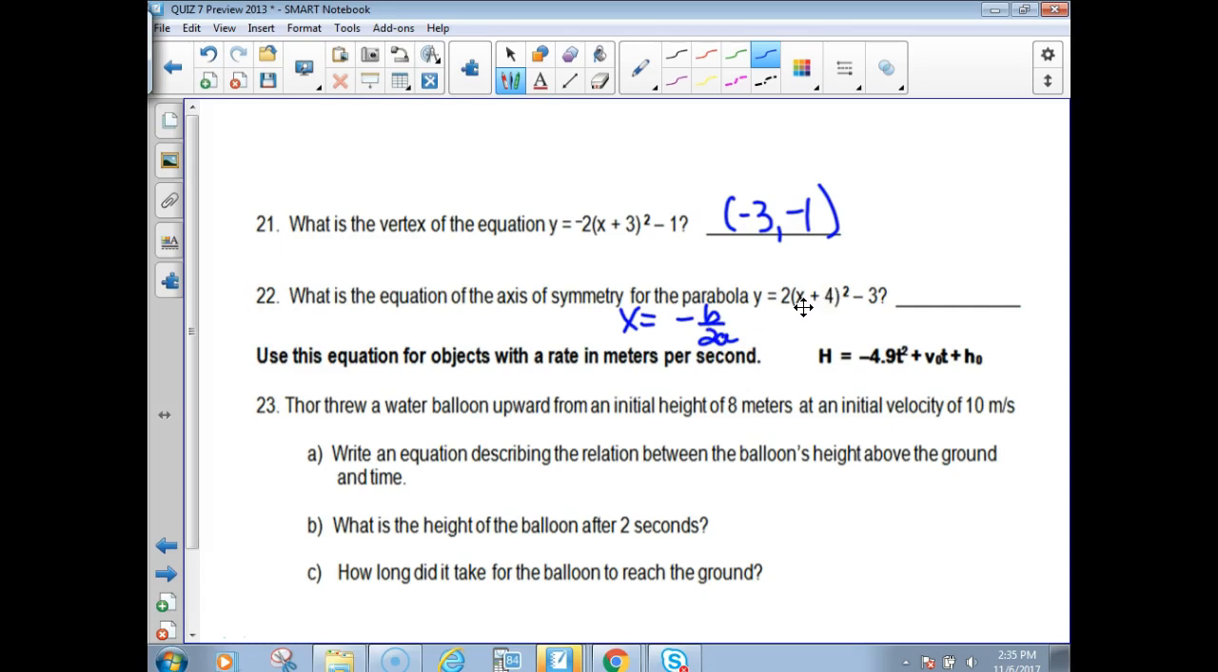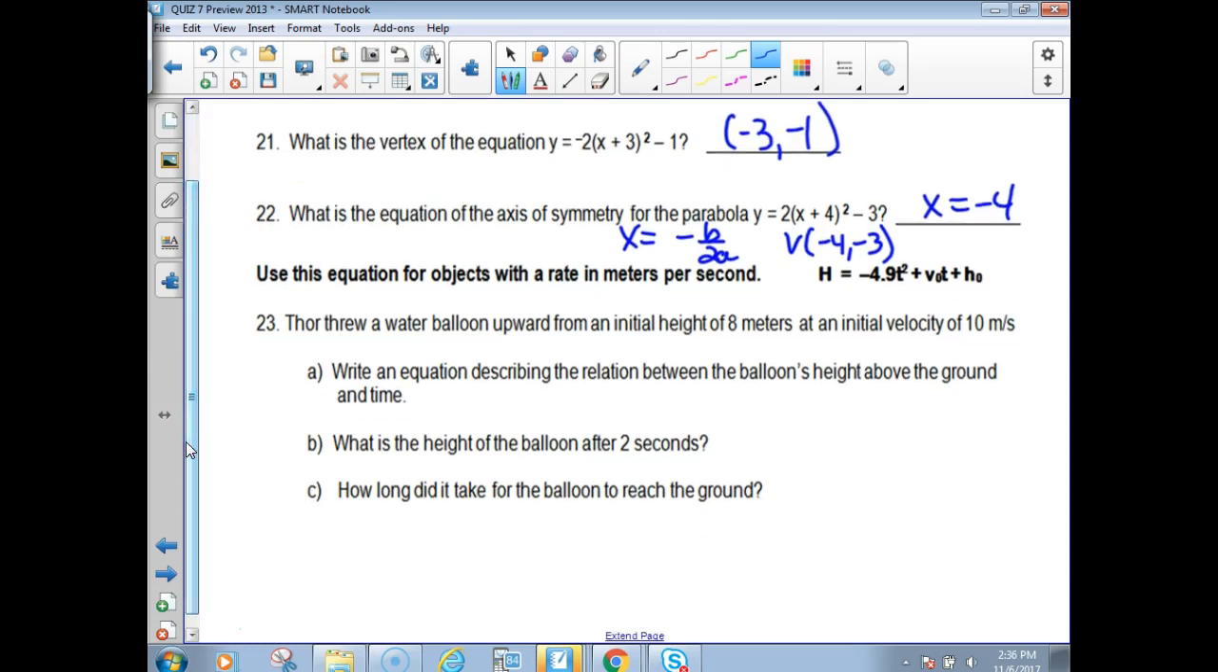Very nice. Okay, it's in vertex form. And so since this is in vertex form, you can see that the x value of the vertex is negative 4. Therefore, the axis of symmetry is x equals negative 4, because you remembered it's x equals h. And use this equation for objects with the rate in meters per second. All right, here we go.